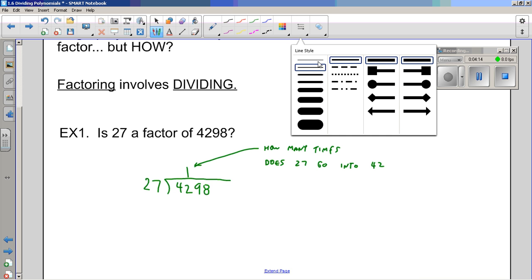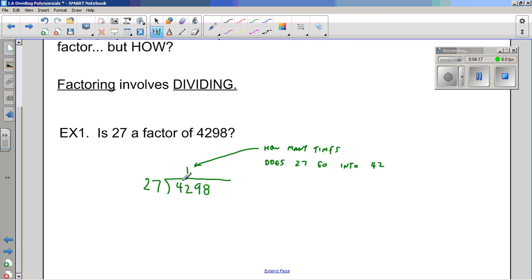Well, and then what do I do next is, well, I write down the 27. Now, that 27 is actually, I multiply, right? I multiply 1 by 27. This 1 times 27, and I write that down there. And then I subtract, right? I subtract down this way. Subtract, I get 15. So how did I get that one? I subtracted.